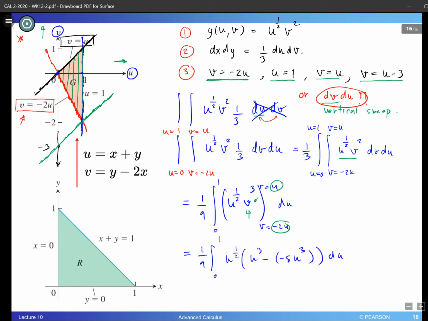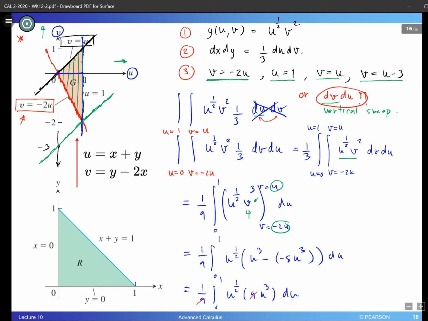So in the end we have this 1 over 9, integration from 0 to 1, u to the power of 1 over 2, nothing changes here, and from the inside we have this 9u cubed. This 9 right here cancels with the 1 over 9 outside, so we are supposed to integrate u to the power of 1 over 2 times 3.